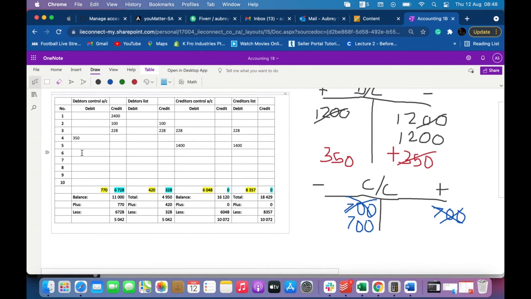Okay. So here it says a debtor's individual balance of 2,000 was transferred to their account in the creditor's ledger. The entry was correctly made in the subsidiary journals and ledgers, but in the general ledger, the debtor's control account was debited while the creditor's control account was credited with 2,000.